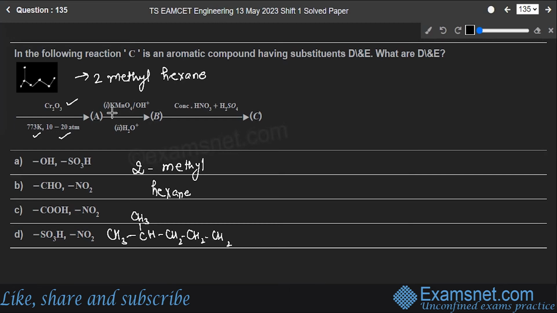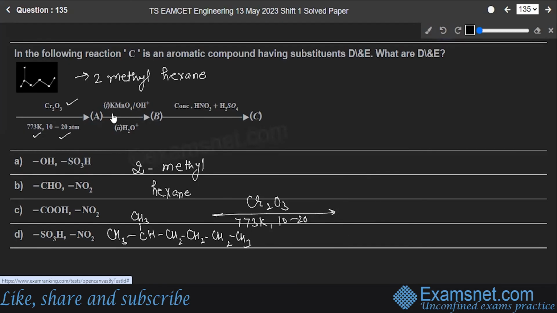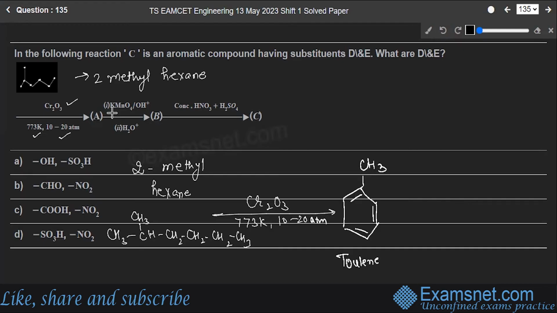3, 4, 5, and 6. So when this one reacts in the presence of chromium oxide, 773 Kelvin, 10 to 20 atmospheric pressure, this benzene gives you this toluene over here like this. This is CH3. This is toluene and this is your A element.